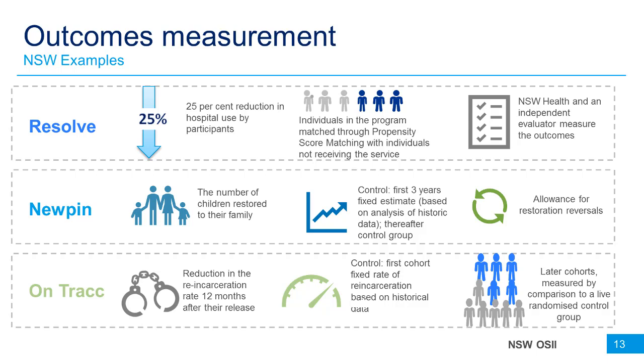In each of these examples, we can see the simple, objective, timely, thoughtful, reliable and collectible elements of the outcomes measurement process that we use in our social impact investments. That brings us to the end of this video.